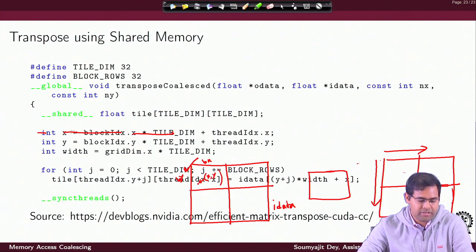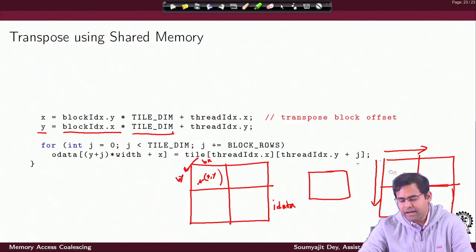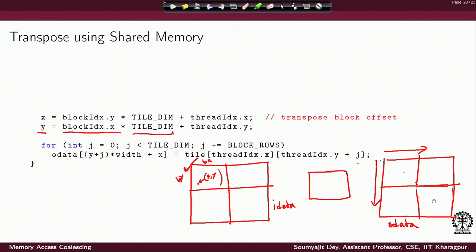So, that x is being used by block ID x times tile dimension plus thread x. So, this entirely should become my new y. That would give me exactly the position where I am going to place the transpose, but we are not doing that. We will understand why we are not doing that. We just see that it can be done in an opposite and hierarchical way.